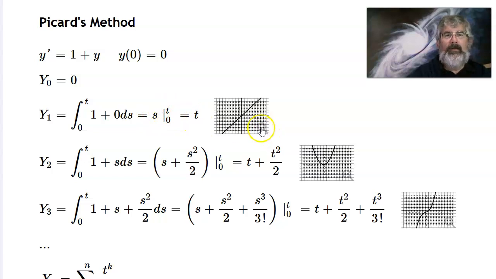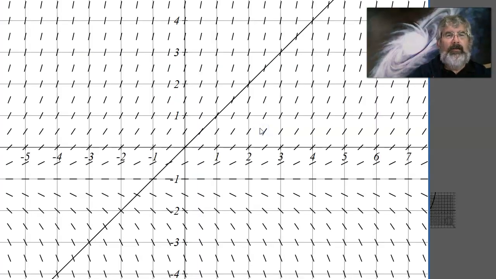Let's take a look at this graph right here. Here's the slope field. Notice that my solution does in fact pass through 0, 0, and at that point I'm lined up with the slope field. It has slope 1 right there. But you can see that very quickly I'm not lined up with the slope field, so this is not a correct solution. It goes through the right point with the correct slope, so it's kind of a linear approximation of the solution.